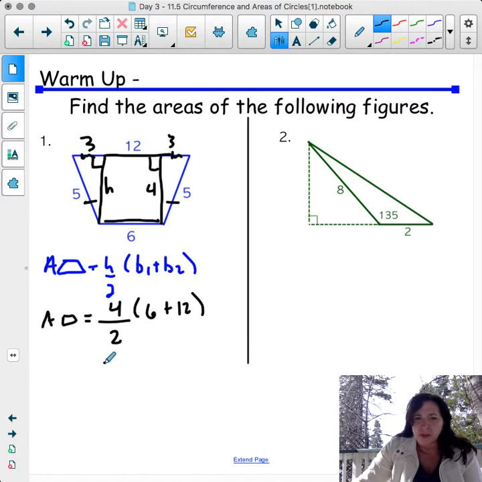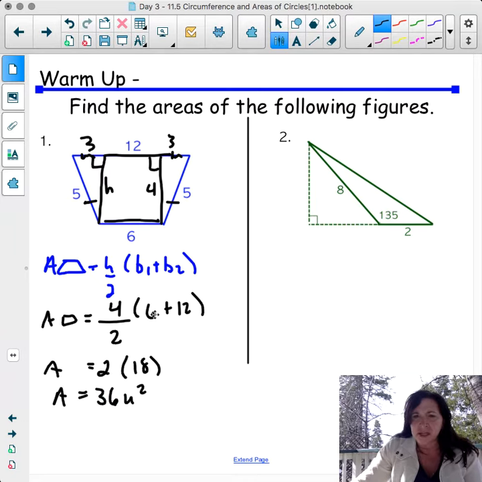4 divided by 2 is 2, times the sum of the bases, which is 18. So my area of my trapezoid is going to equal 36 units squared, because it is units times this unit right here. So that's the area of my trapezoid.